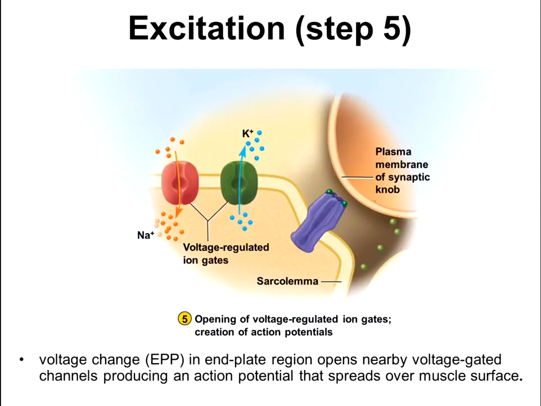Step 5. We now have the opening of the voltage-gated ion channels, and this causes the creation of action potentials. So now we have this voltage change in the end plate region, which opens up these voltage-gated channels and produces what's called an action potential. And this action potential is going to spread over the entire surface of the muscle.